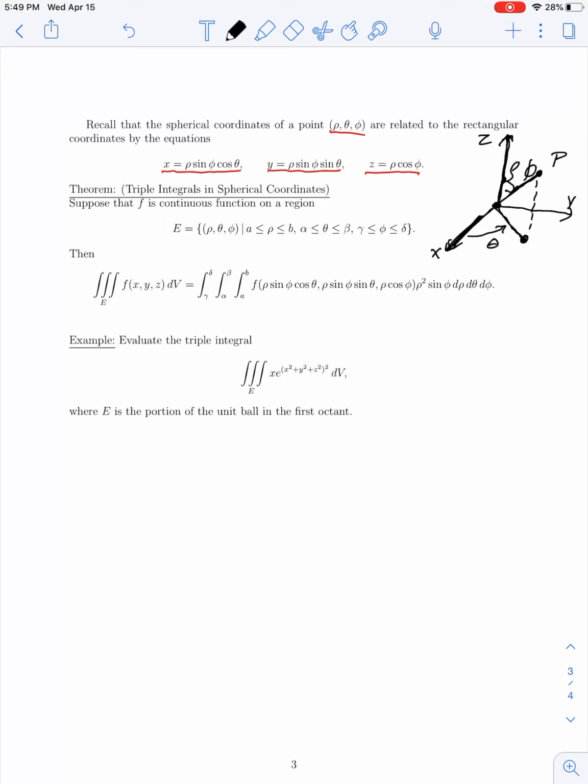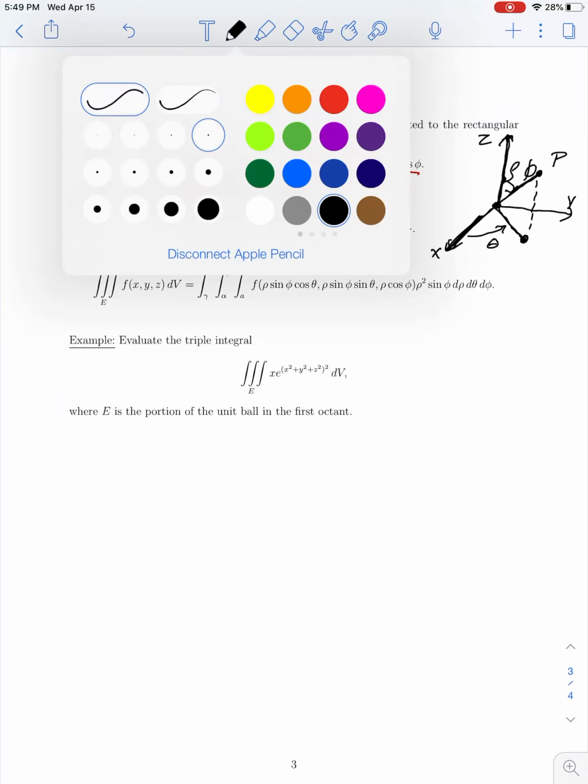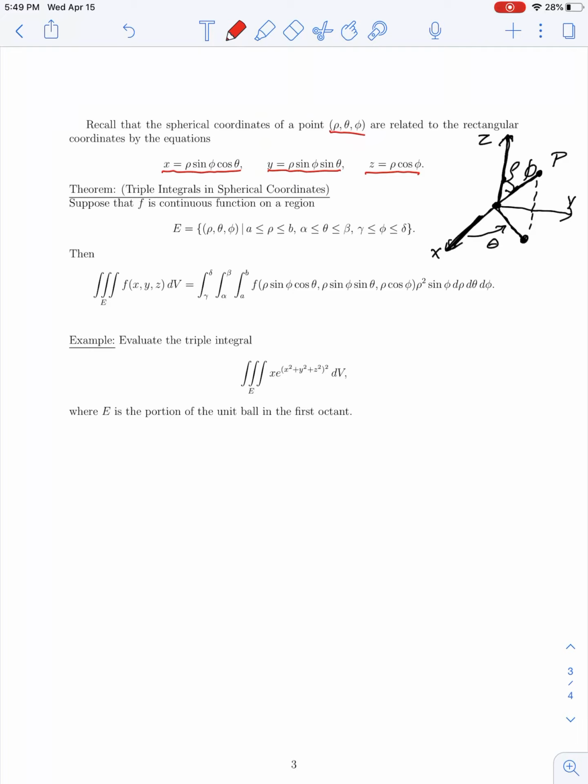So now that we've recalled what these spherical coordinates represent, let's think about how we could transform an integral over a region to an integral using spherical coordinates. So we have the following theorem to accomplish that. This is a formula for triple integrals making use of spherical coordinates.